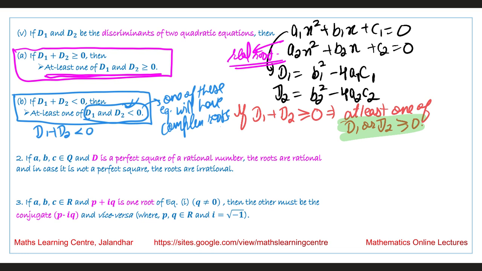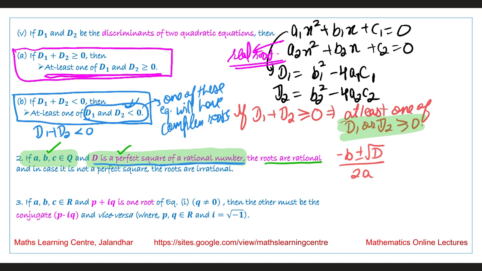Next result we have is that if a, b, c are rational numbers, and d is a perfect square of a rational number, then the roots are rational. The roots are minus b plus or minus square root of d by 2a, and it is given that d is a perfect square of a rational number.